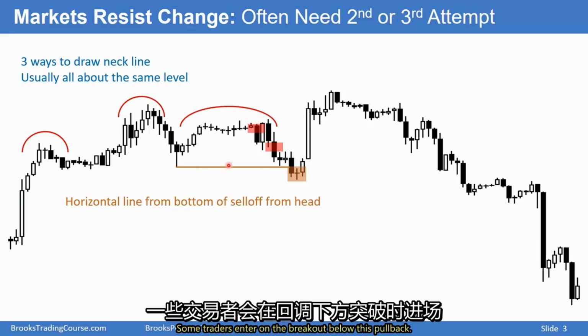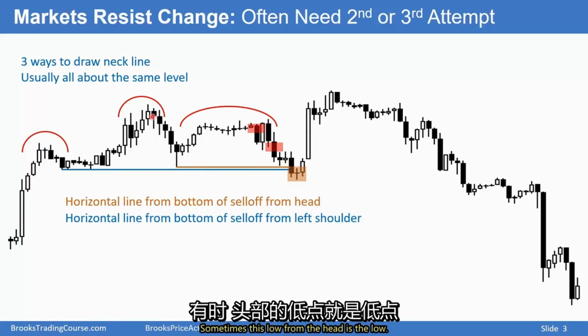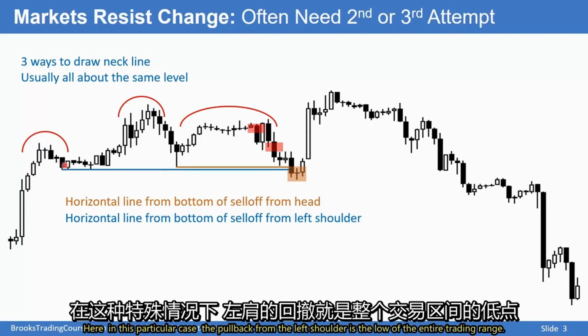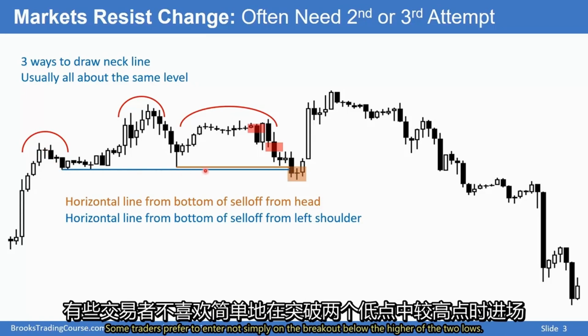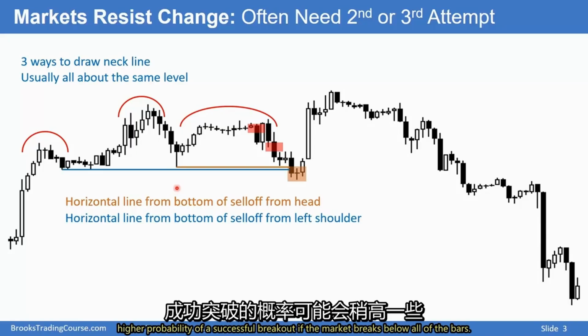Some traders enter on the breakout below this pullback. This is the low of the entire trading range. Sometimes this low from the head is the low. Here, in this particular case, the pullback from the left shoulder is the low of the entire trading range. Some traders prefer to enter not simply on the breakout below the higher of the two lows. They tend to enter on the lower of the two lows, thinking that there might be a slightly higher probability of a successful breakout if the market breaks below all of the bars.